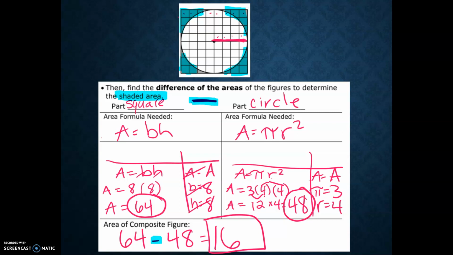Alright guys, remember that you can use this video anytime you start to get stuck on finding the area of composite figures. It's kind of just the same thing. You might have different shapes, but it's the same process. Break it down into the different shapes, find the areas of those different shapes, and either add them up if it wants the total figure, or subtract them if it wants the shaded area only.